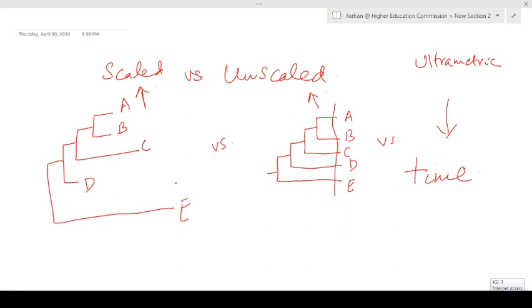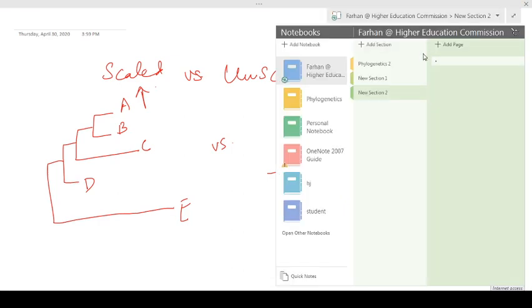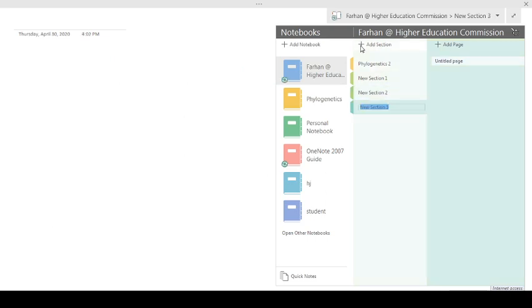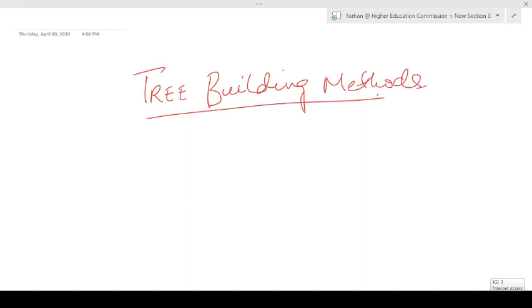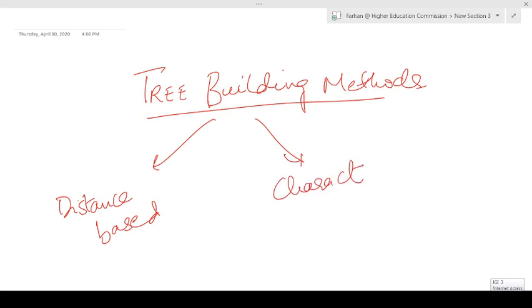In the next lecture, we will go through another very detailed topic. You guys may have a bit of an idea about it, but we will still discuss it. There are a lot of students who are new to this field, so we will discuss all the basics. The topic is tree building methods. There are two types of tree building methods. One is distance based and the other is character based.